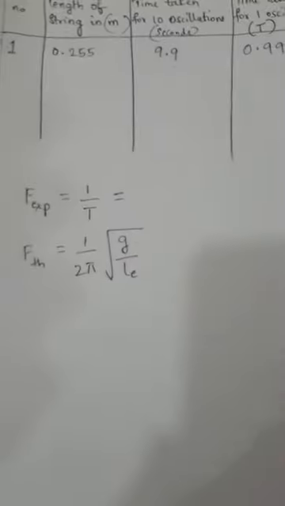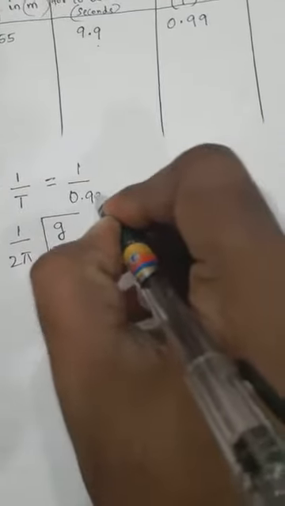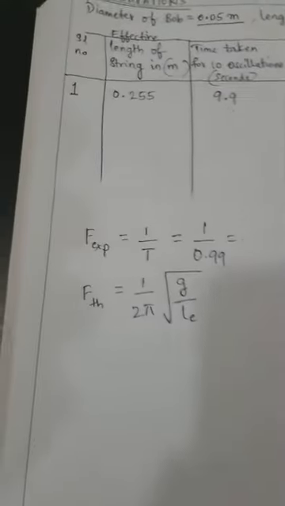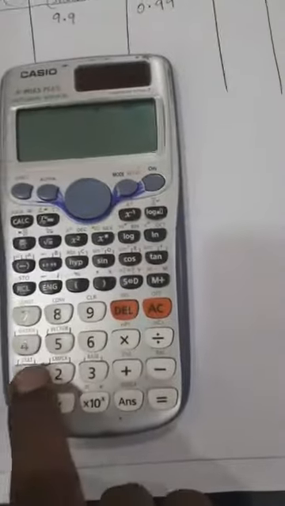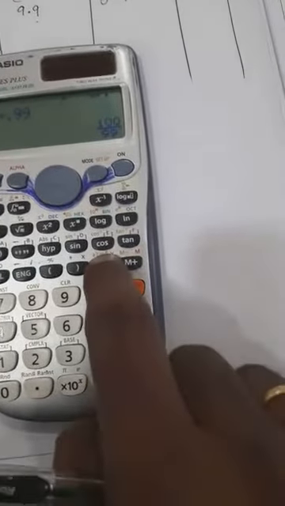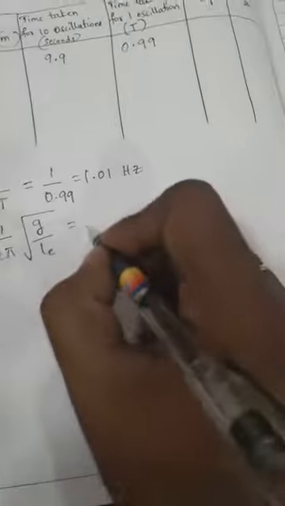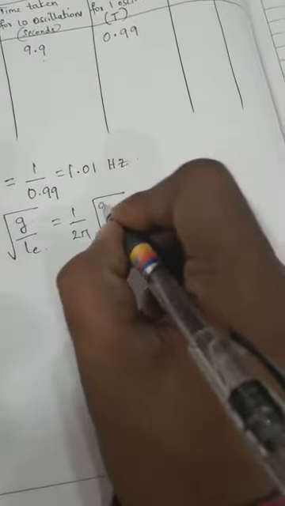Okay. Now, if we calculate the experimental frequency, 1 divided by 0.99, which is nothing but 1.01 hertz. So, this is the experimental frequency.